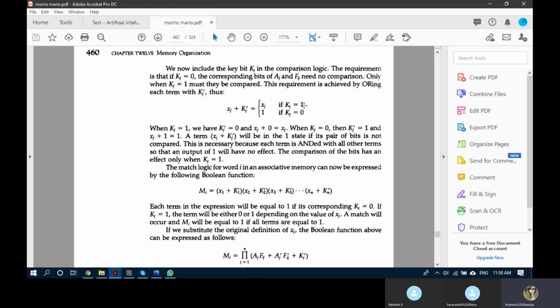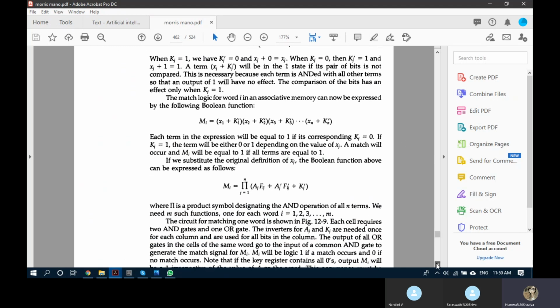When kj is equal to 1, you are negating it here. This literal will give you a value 0 because kj is 1. 0 plus x is x. I hope it is clear.